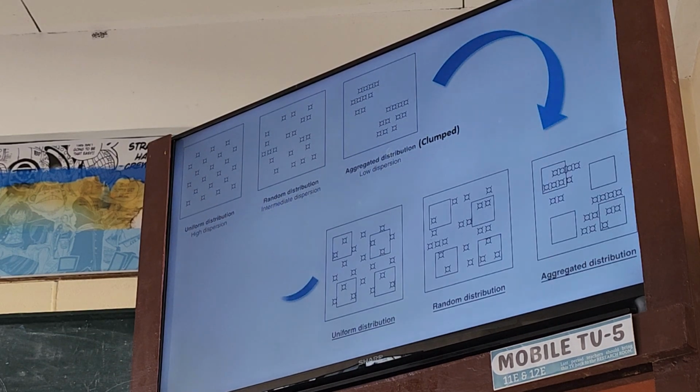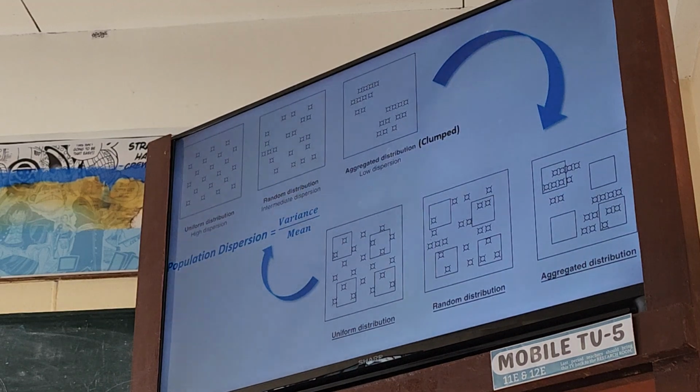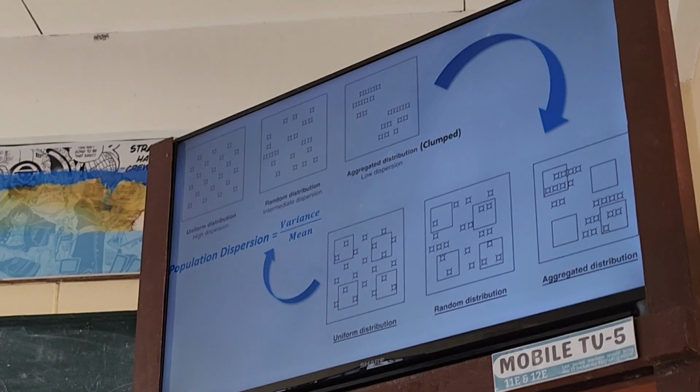So if you are going to find the value for your population dispersion or PD, you will have to solve for the sample variance over the sample mean. I am not talking about the population variance or the population mean. They are different. Understood? For each small quadrat.